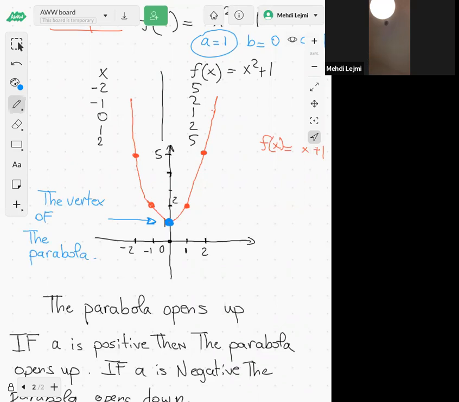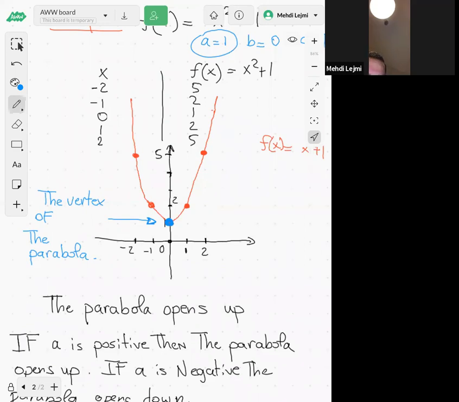So if you have a parabola which opens up like this one, the lowest point of the graph will be your vertex. That's what we call the vertex of the parabola, right? And in general, there's a formula to find the coordinates of the vertex. So like here in this example, what will be the coordinates of this vertex?